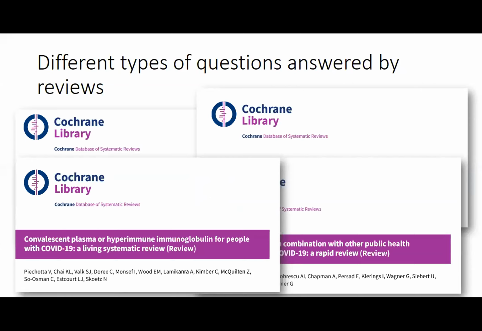This is another example of the intervention review, which is on convalescent plasma and using that in people who have COVID. And this, for instance, is an example of a living systematic review, which means as the studies come out, in real time, the authors try to update the systematic review as new trials get added.